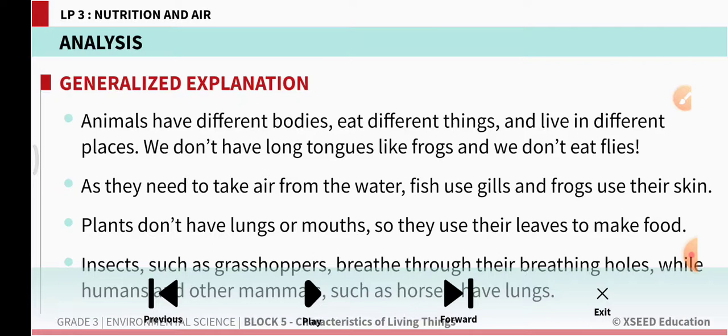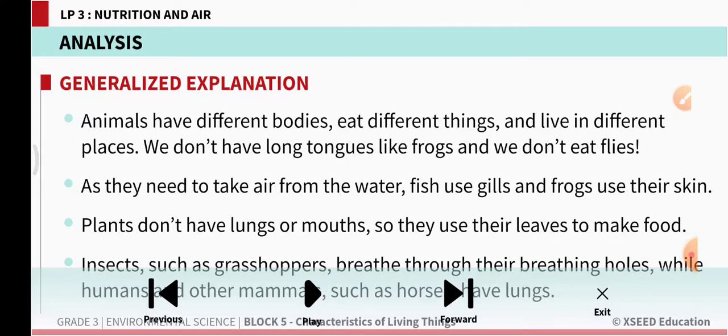Plants don't have lungs or mouths, so they use their leaves to make food. Did you see any plant having lungs or a mouth? No, right? So they make their own food. They use their leaves, right? Insects such as grasshoppers breathe through their breathing holes, while humans and other mammals such as horse have lungs, right?